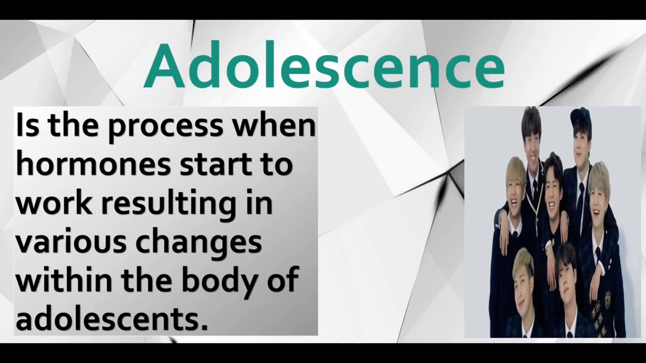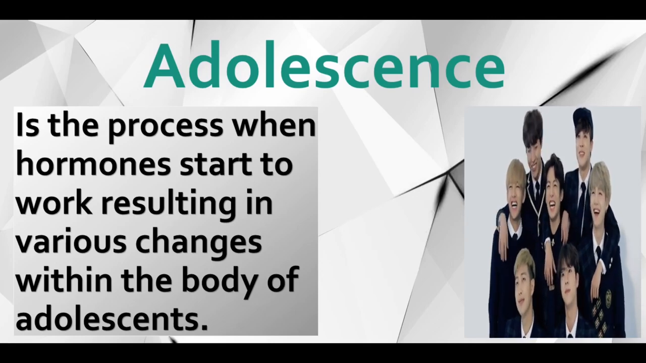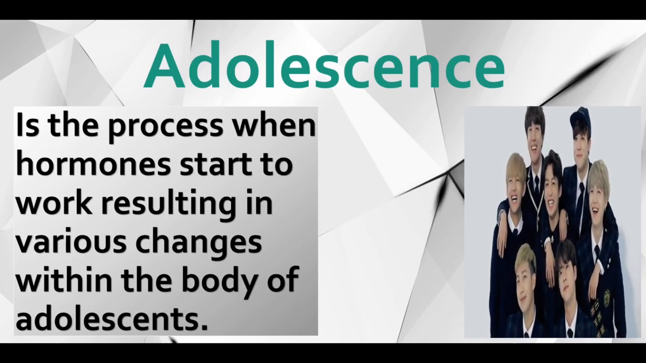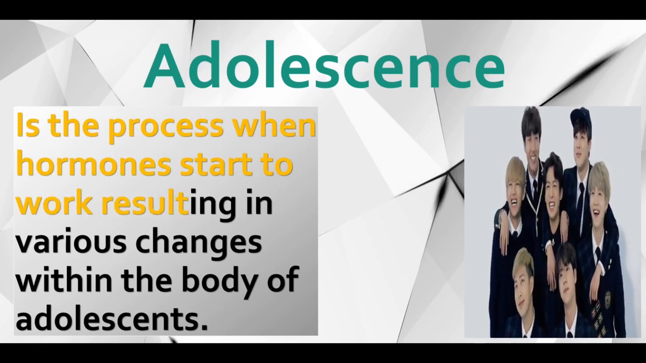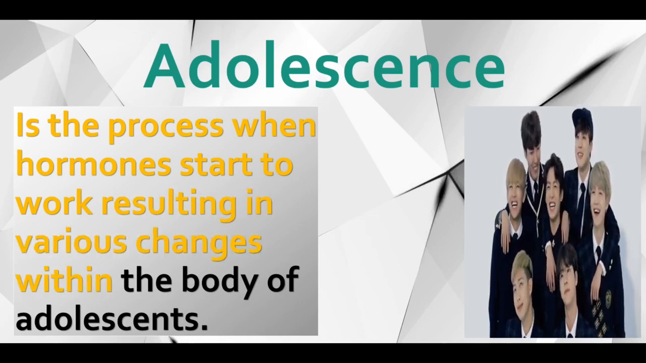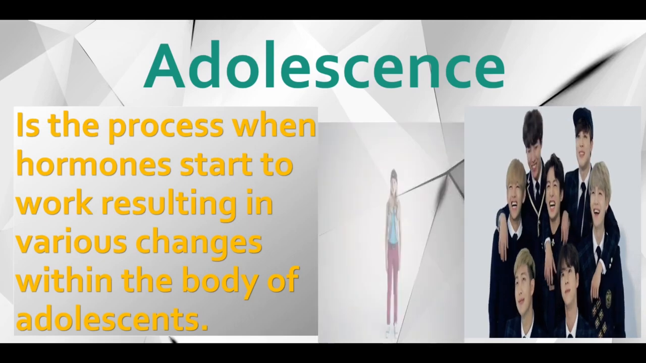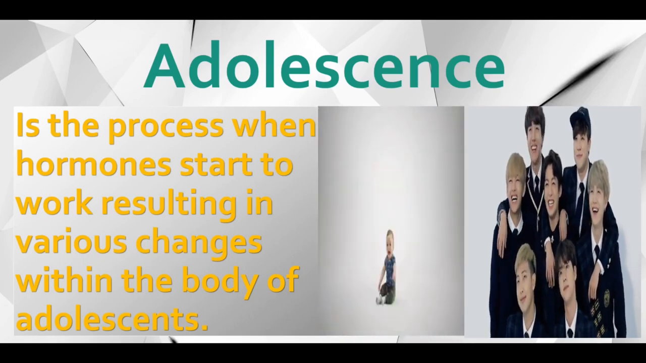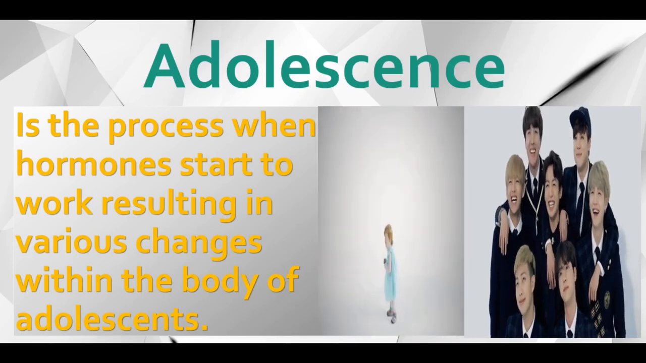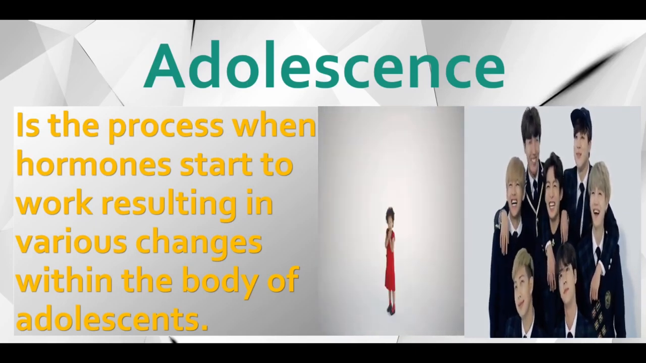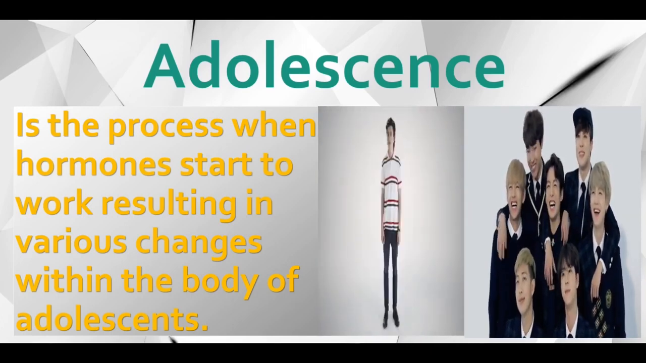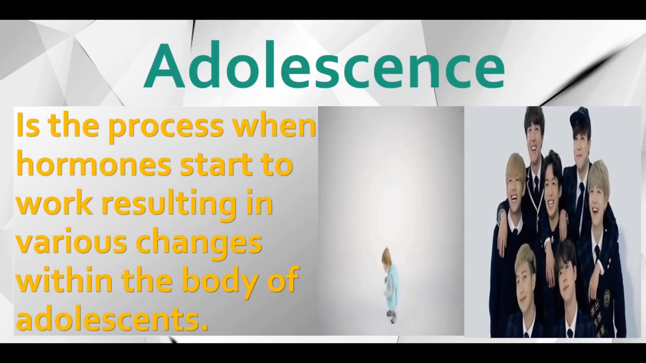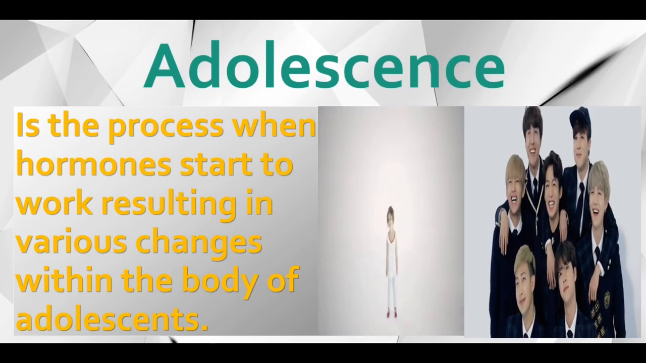It is the process when hormones start to work, resulting in various changes within the body of adolescents. The meaning of adolescence is there is a big change of your body from baby to child until you grow up like an adult. So look at the picture on the right side. There are the changes of your body from baby to adult. Do you understand what is adolescence? Very good.